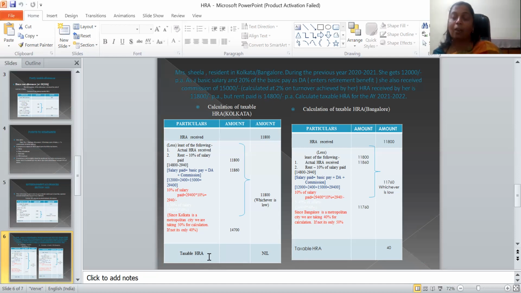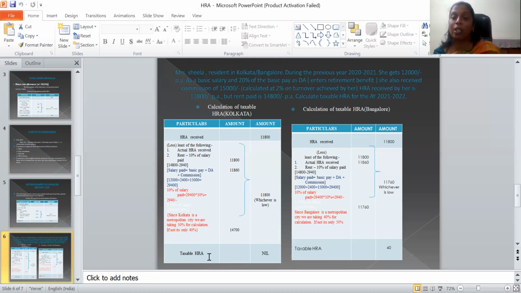But in case the same individual is staying in Bangalore, we have to calculate the same way. The only difference is in the last calculation. As per the city she is residing in, she is eligible and entitled for 40% of salary as an exemption amount. So 40% of it will come up to 11,760. In the other two cases, it's the same as what we take for other cities. We consider the same here even for Bangalore.